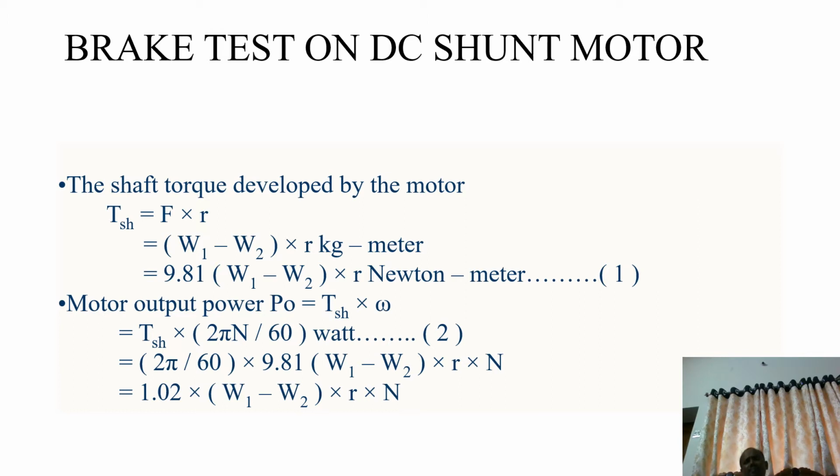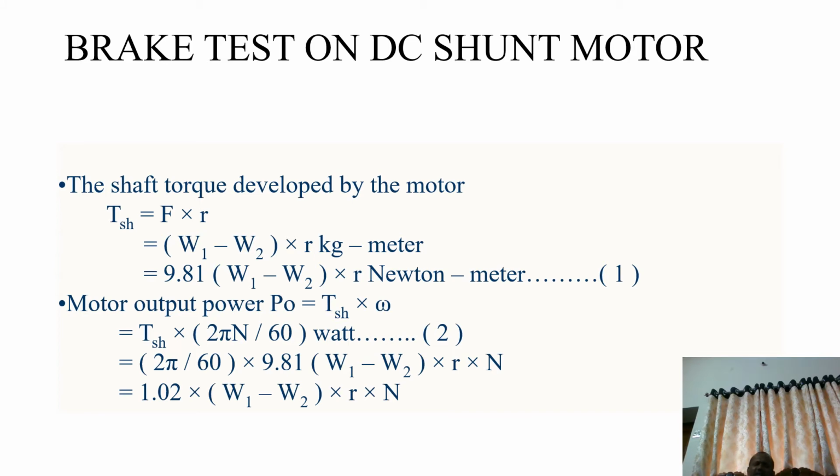Here you can say, calculation of shaft torque. The shaft torque developed by the motor, TSH, is equal to force into radius of the pulley. TSH is equal to F into R. We know what F is: force, that is the spring balance difference. W1 minus W2 into R in kg meters.